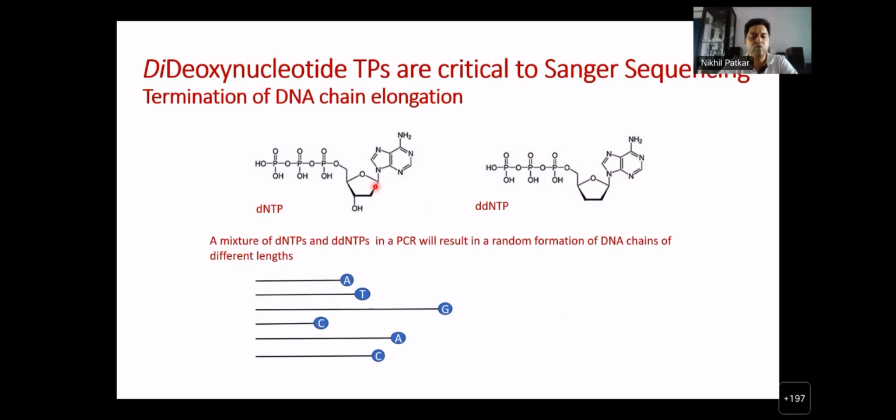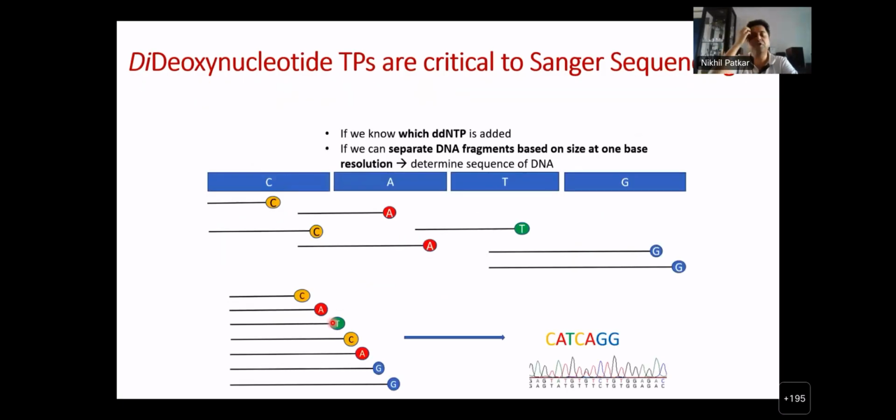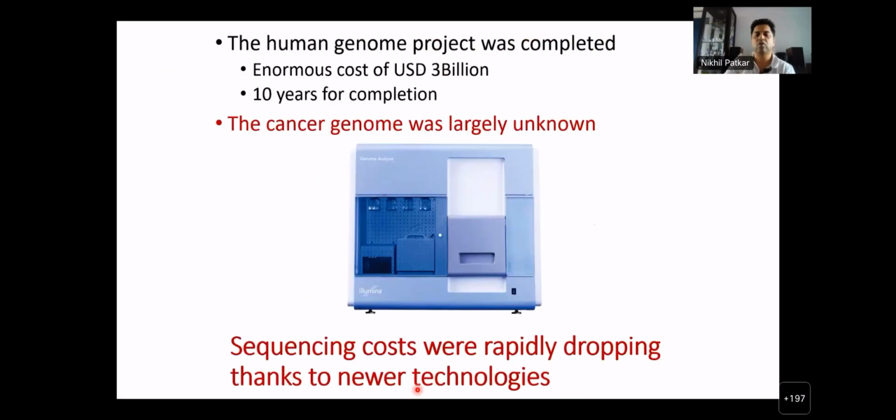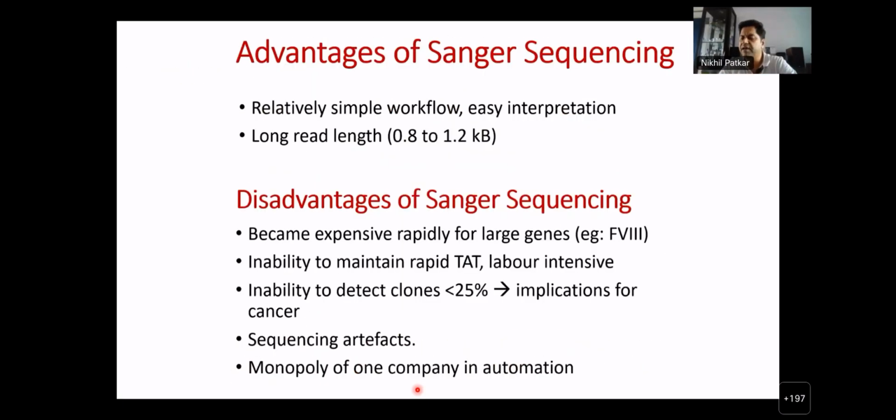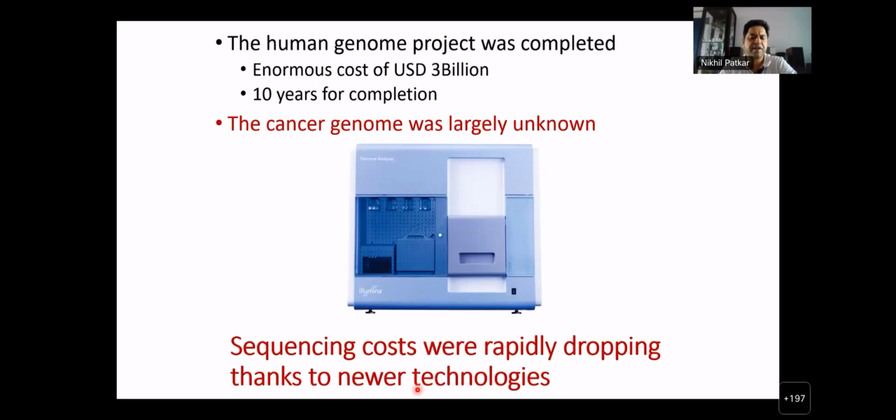But when you use a mixture of ddNTPs, which is the base in which both these OHs are knocked out, and you just have this pentose sugar structure here, and you use dNTPs, if you use a mixture of these, you will get PCR fragments of different sizes. And if we know which base is added at one particular time point, we can then separate these on a capillary electrophoresis to know the sequence. And this was actually the principle of Sanger sequencing, when you use a mixture of ddNTPs and dNTPs and separate these at high resolution on capillary electrophoresis. The disadvantage of Sanger sequencing was that it was very expensive, labor intensive, and if you wanted to do multiplexing, it was very difficult, and low resolution mutations also were not possible to detect.